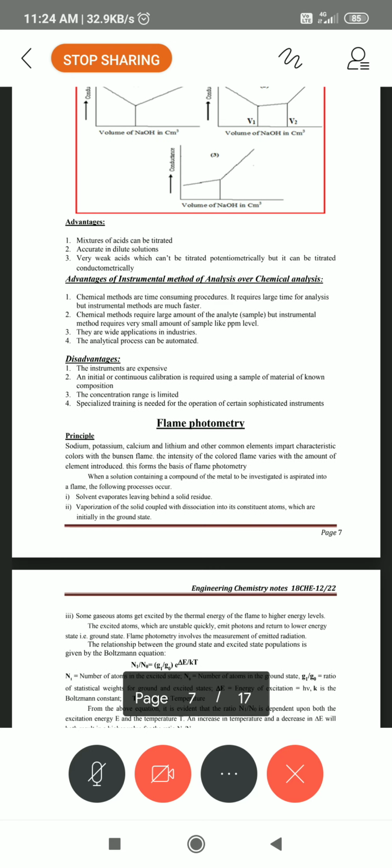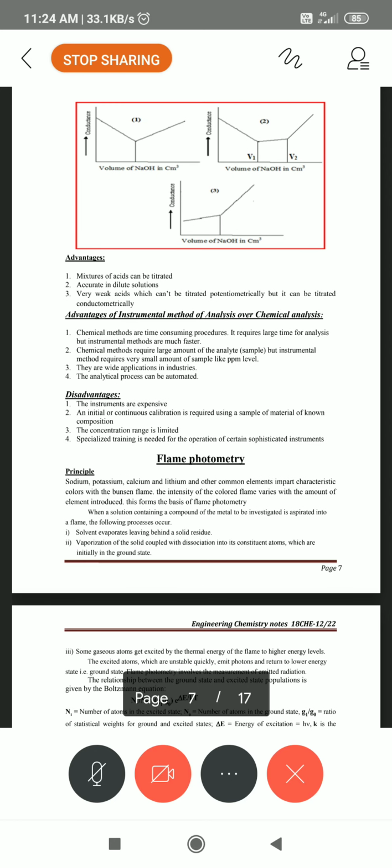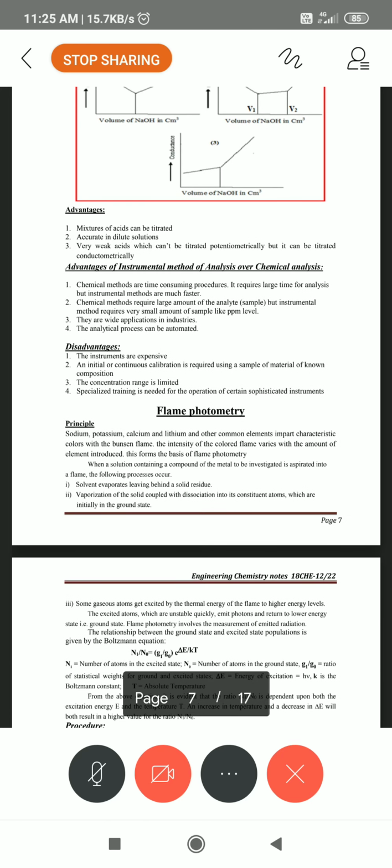If you want to estimate the potassium, we have to prepare a series of standard solutions also. Before that, we prepare the standard or stock solution of potassium chloride. If we want to estimate barium, we prepare a barium chloride standard solution. In the same way, you can estimate lithium, sodium, potassium, cesium, rubidium, including barium.